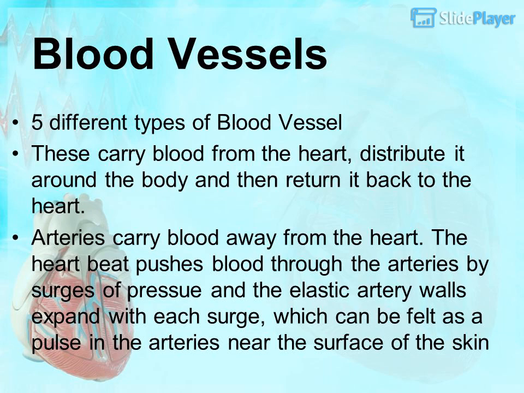Blood vessels: 5 different types of blood vessel. These carry blood from the heart, distribute it around the body and then return it back to the heart. Arteries carry blood away from the heart. The heartbeat pushes blood through the arteries by surges of pressure, and the elastic artery walls expand with each surge, which can be felt as a pulse in the arteries near the surface of the skin.